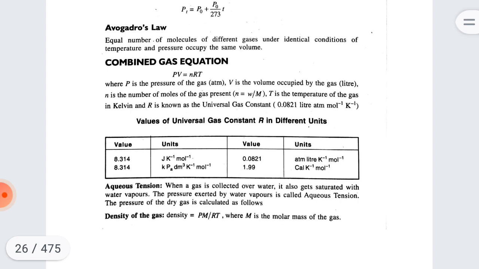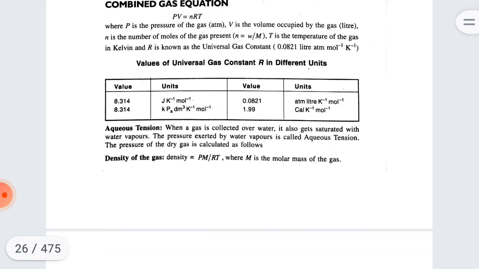PV is equal to nRT, where P is the pressure of the gas in atmosphere, V is the volume occupied by the gas in liters, n is the number of moles of the gas present, n equals W upon M, T is the temperature of the gas in Kelvin, and R is known as the universal gas constant, 0.0821 liter atm per mole per Kelvin.